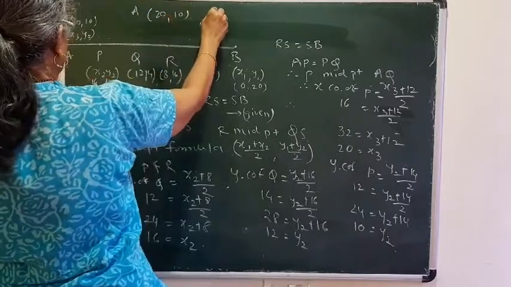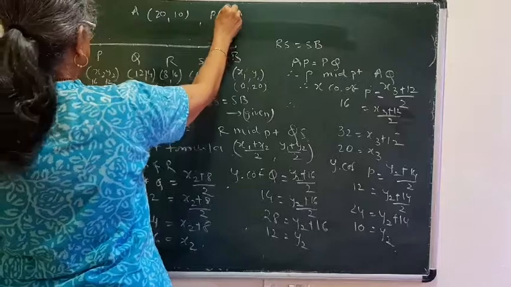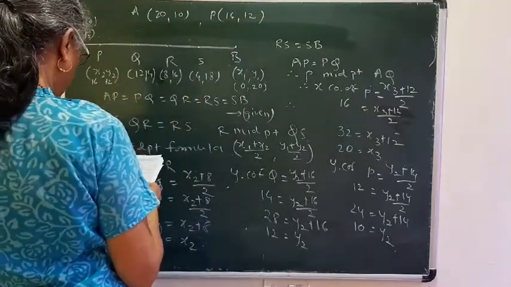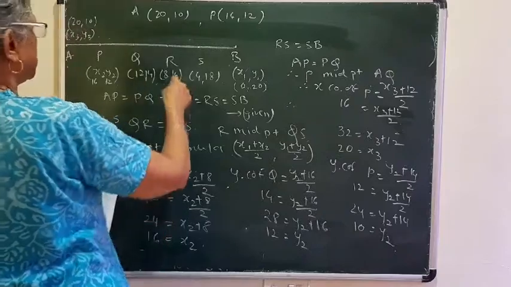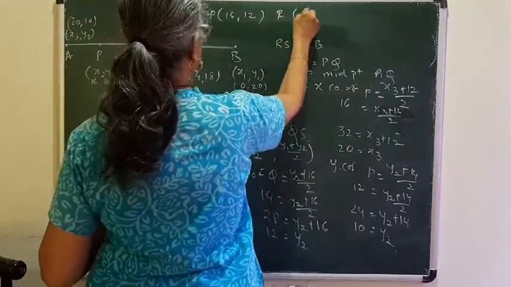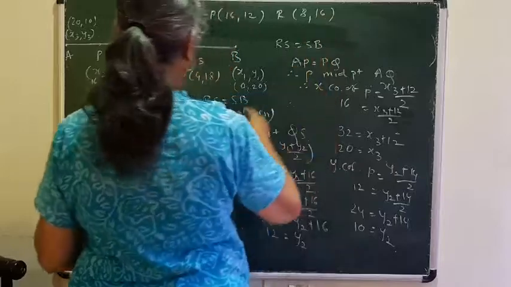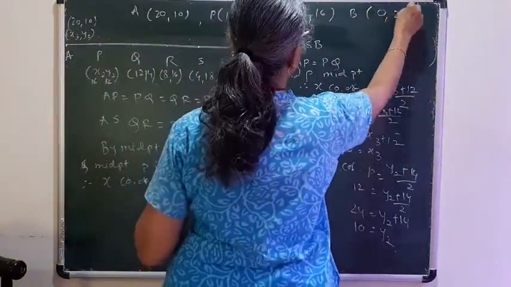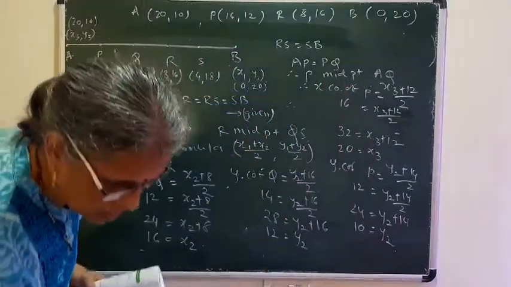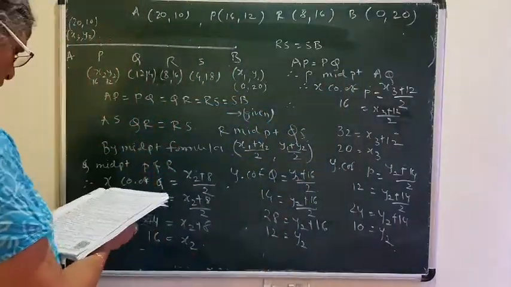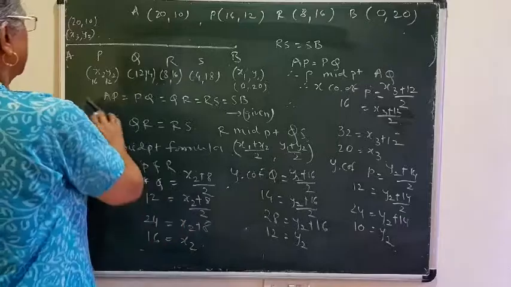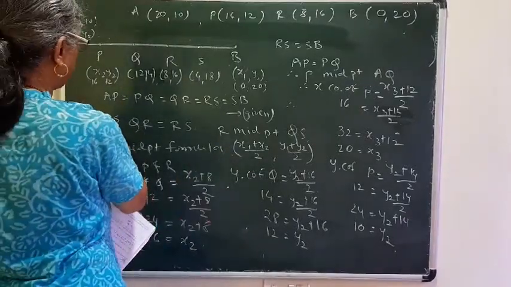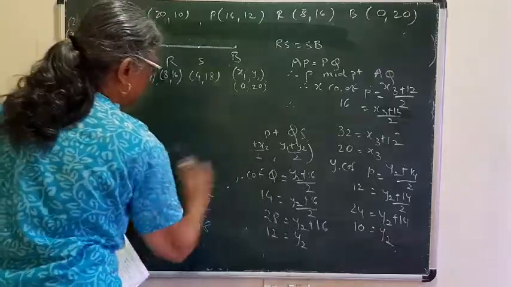Coordinate of P is 16, 12. Then Q they have already given, S they have given, so coordinate of R is 8, 16, and coordinate of B we are having 0, 20. So these are all the 4, 5 answers which we have totally obtained from the midpoint formula only. Followed how to apply this midpoint formula. Then the next sum.